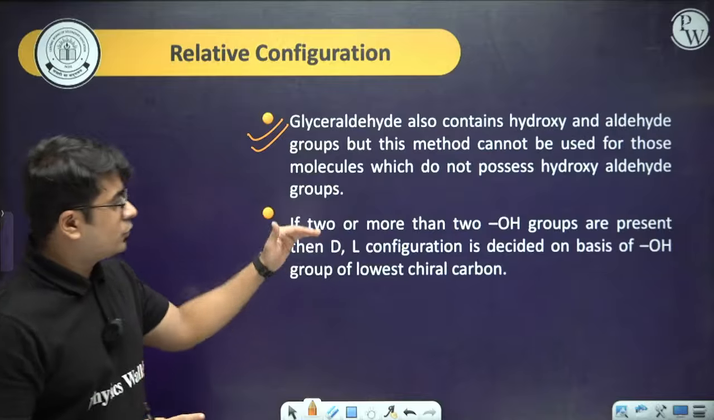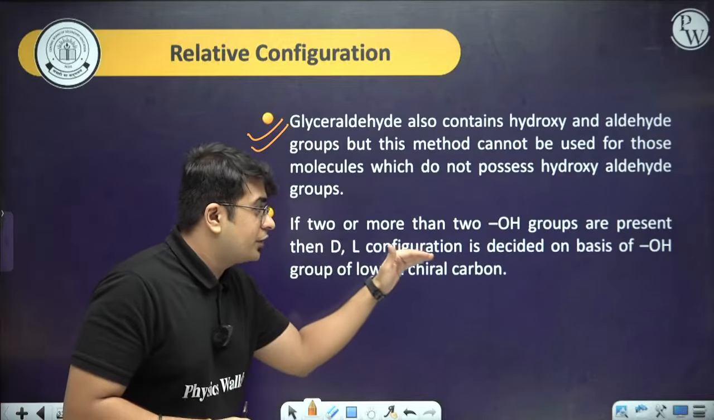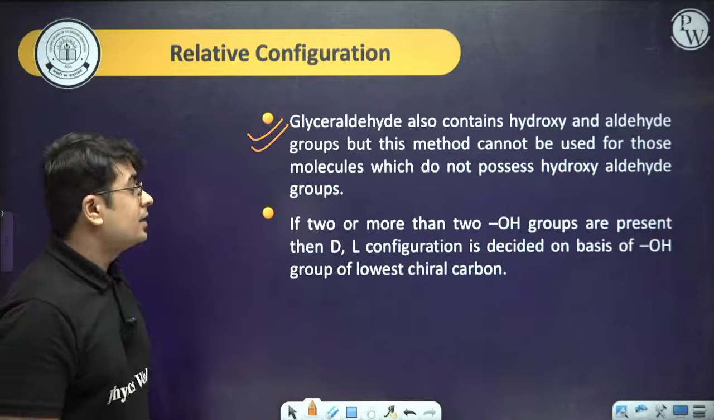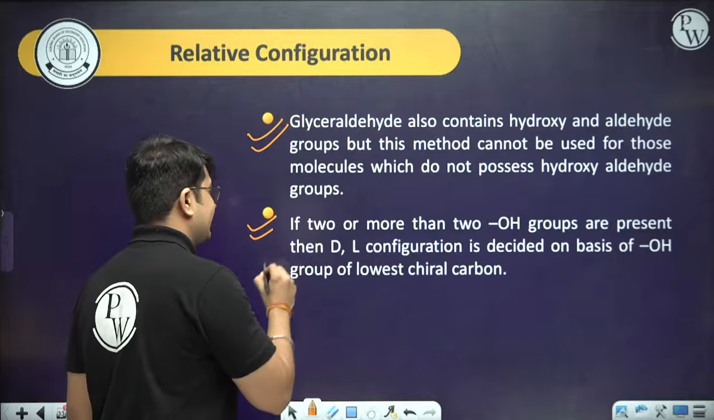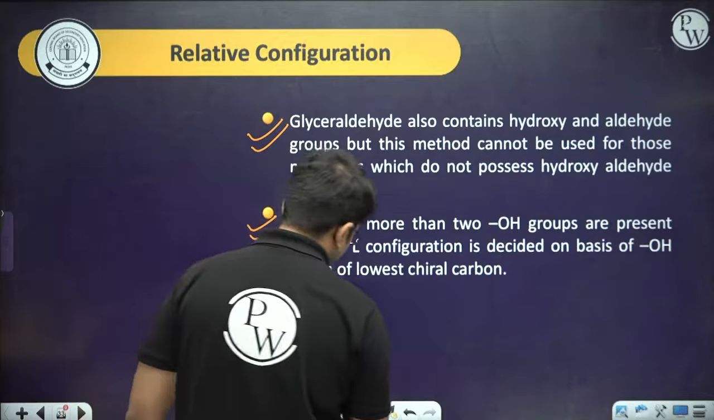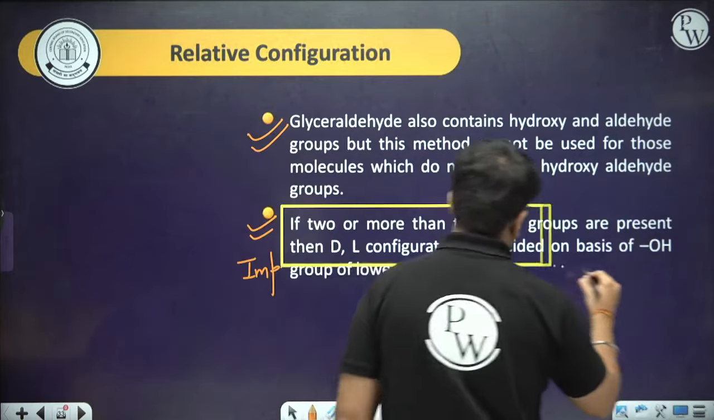In the same way, if two or more than two OH groups are present, then D and L configuration is decided on the basis of the OH group of the lowest chiral carbon. This is the most important point.